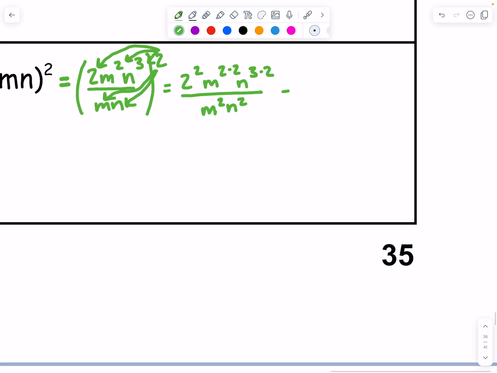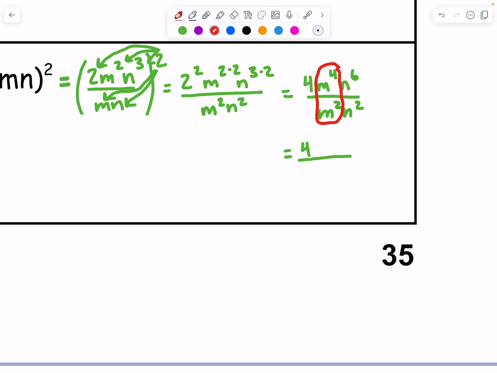Okay, so then we just need to clean everything up and see what else we could do. So we have 2 squared would be 4. m will be to the 4th power. n to the 6th power. Then we still have m squared and n squared at the bottom. And so what happens at this point is that's a quotient rule. So we leave the 4 and we want to subtract our exponents. So like 4 minus 2 is going to become our new exponent for the m, because they were like bases, so we need to subtract when we're dividing. And then we have 6 minus 2 for the power of n.